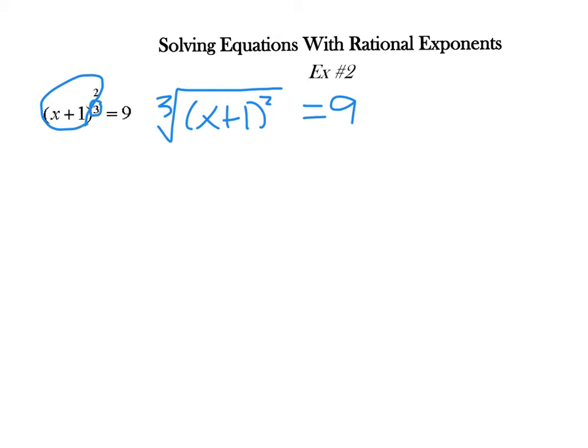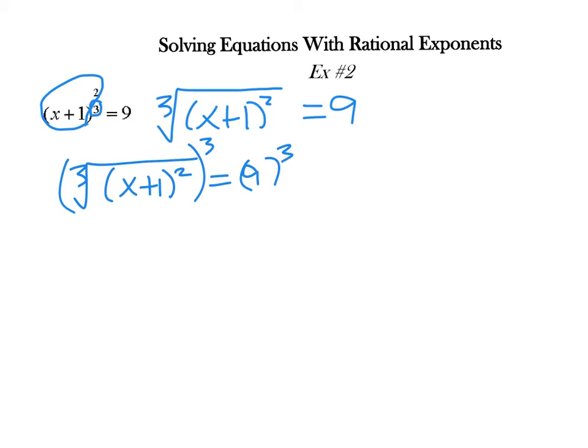And I do the same thing to both sides. When I do that, I'm going to rewrite this problem so that you don't get confused with which was our original problem. Now copy it down over here again. The cube root of x plus 1 squared equals 9. I'm going to raise it to the 3rd power. The cube root and the cube are going to cancel each other out, leaving me with x plus 1 squared equals 9 to the 3rd power, which is 9 times 9 times 9, which comes down to 729.